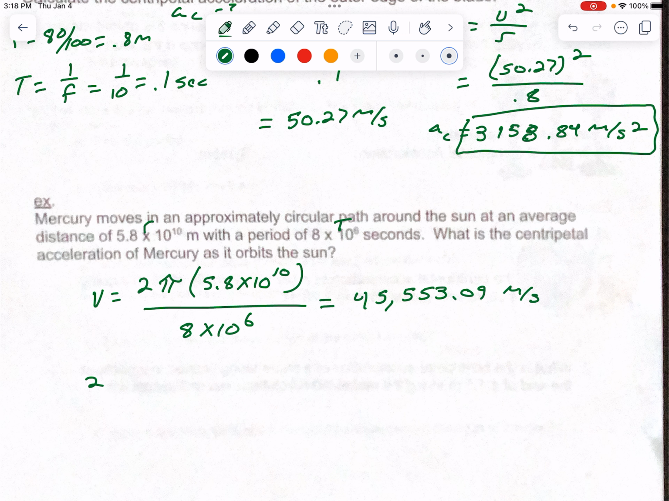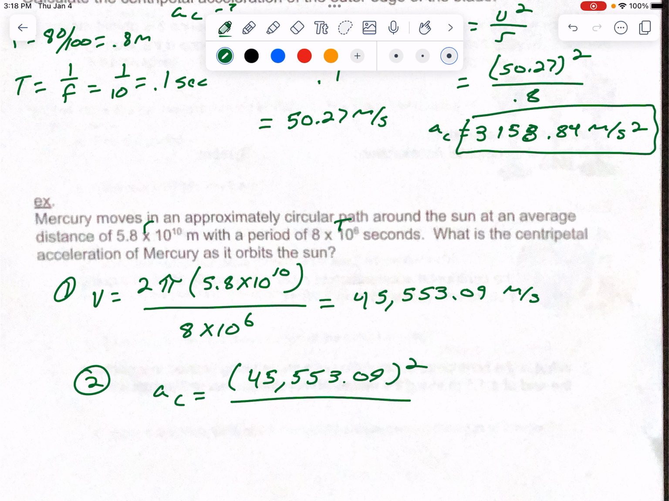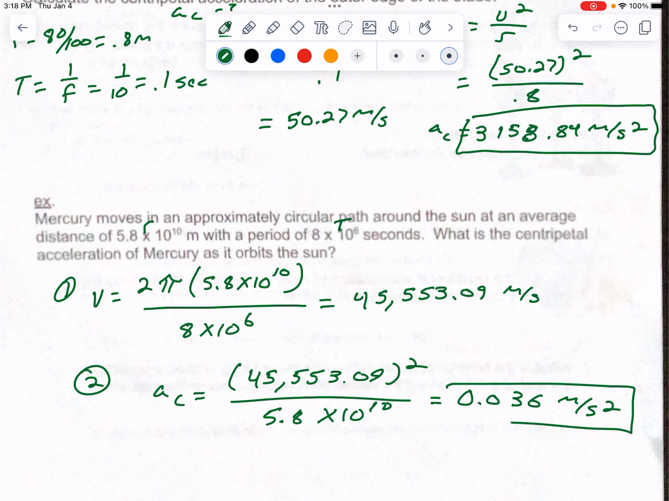Step 2, that was step 1. Step 2, we're going to find our AC. So AC equals V squared over R. So we're going to take that V we just found, 45,553.09, and we're going to square it all over our radius, which is 5.8 times 10 to the 10. And that's going to give us an acceleration of 0.036 meters per second squared. And that'll end that one.